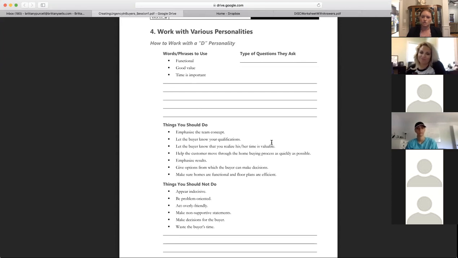So things that you should do: emphasize the team concept on why that's a value to them, why it nets them more money, why it saves them time, just why is that important? Showing time, for those of you that are going on listing appointments, is probably the best thing that you could ever sell them on, and make sure that they understand the value of it, because as a high D, nobody ever wants to hear the traditional way to schedule a showing is the agent calls me, they call a bunch of other agents, I call you if I'm out of an appointment.